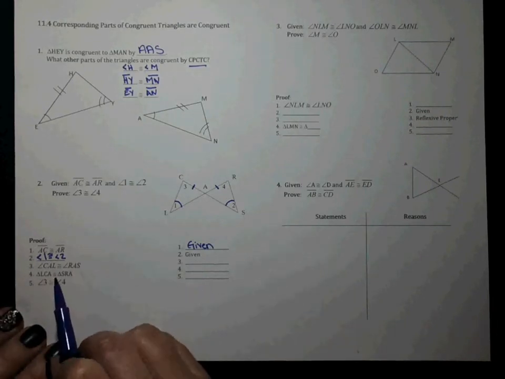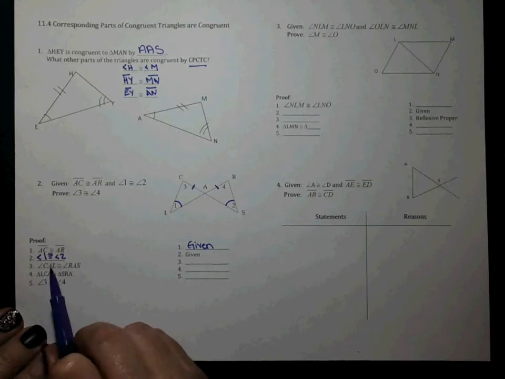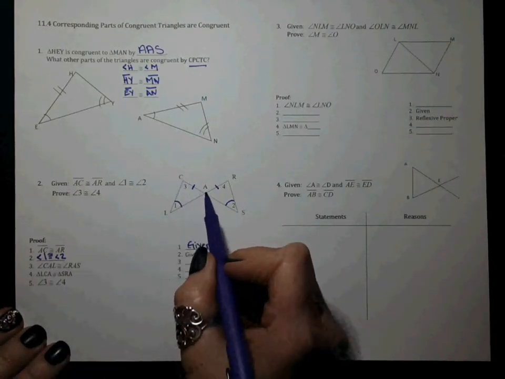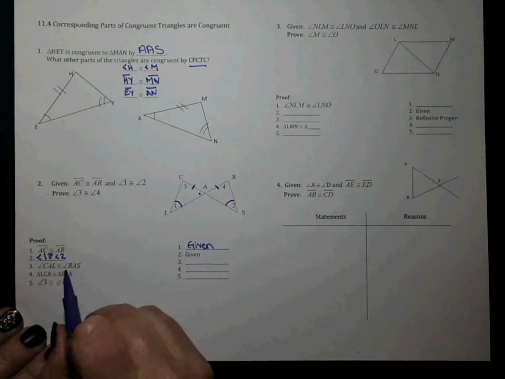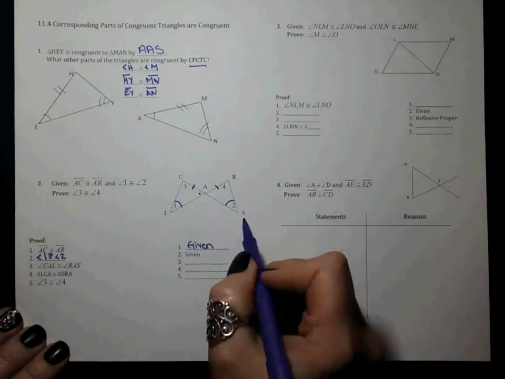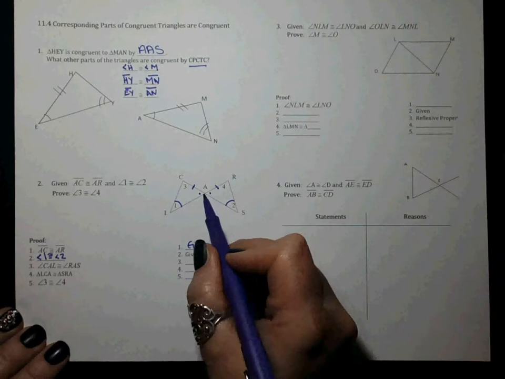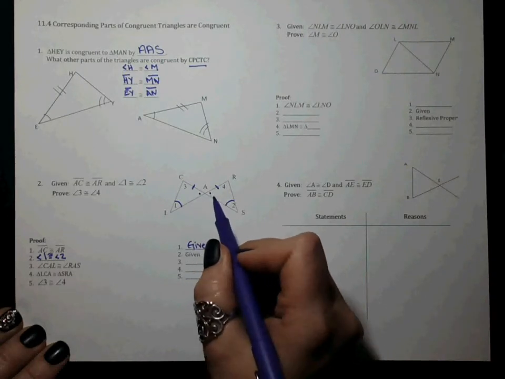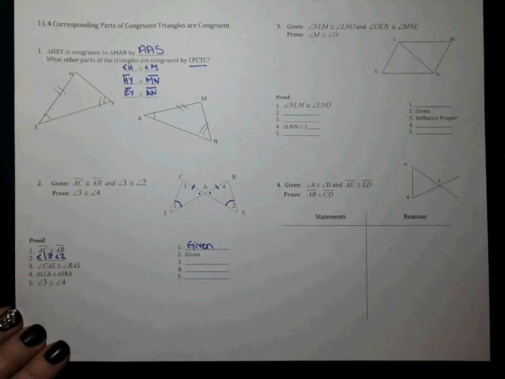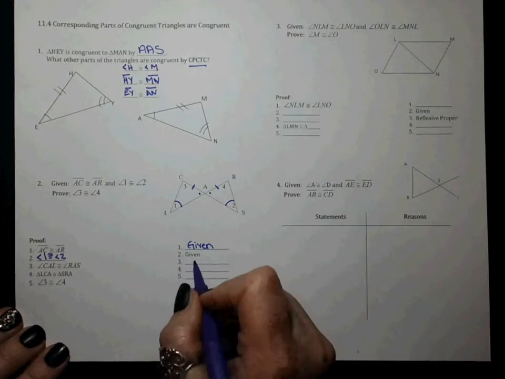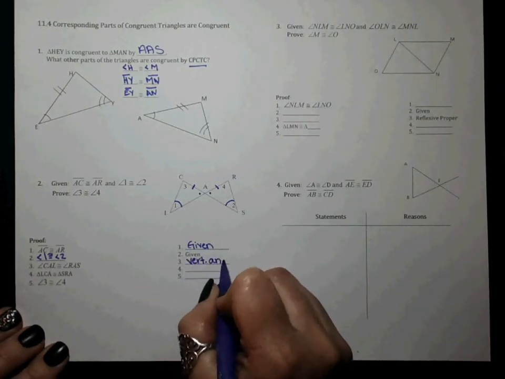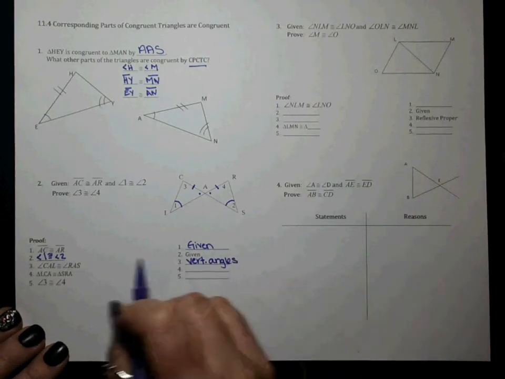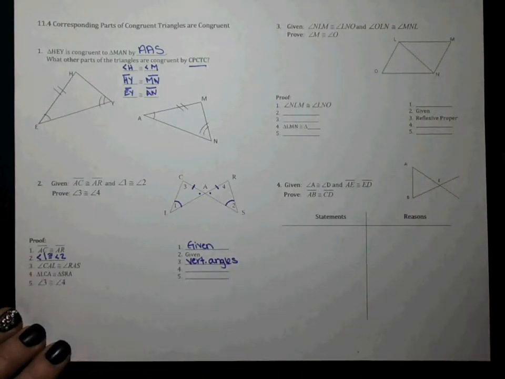Alright, the next statement says that angle CAL, so CAL is going to be that angle right there, is going to be congruent to angle RAS, so RAS. Now, how do we know that these two angles are congruent? We have to think back a little bit and remember vertical angles. So vertical angles are congruent. So that is what allows us to make that statement right there.